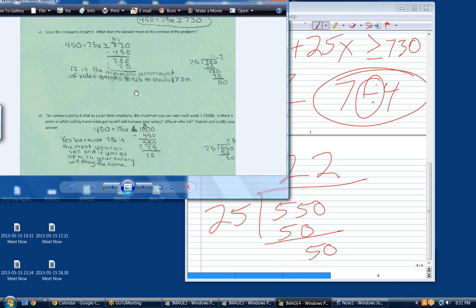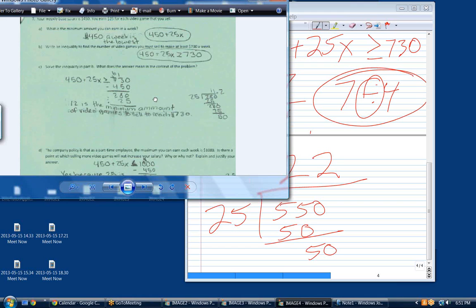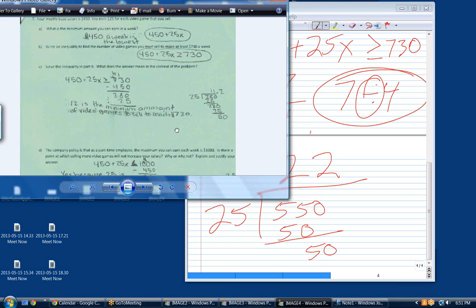Okay, very good. Well, hold on a second. Solve the inequality. So we get x has to be greater than 11.2. Okay, so we answered B with that inequality. We answered C, and what does the answer mean in context of the problem? It means 12 is the minimum amount of video games to sell to reach $730. Yeah, because if you only sold 11, you wouldn't quite reach there.